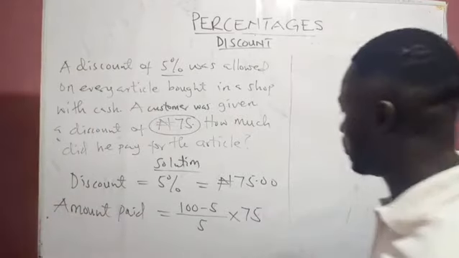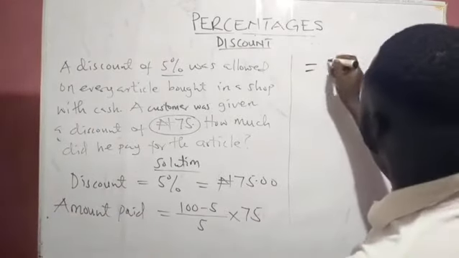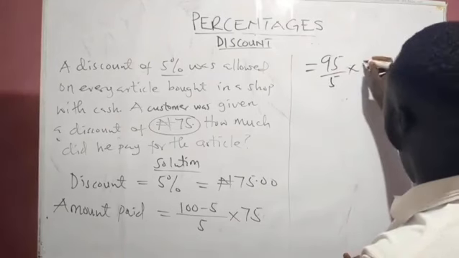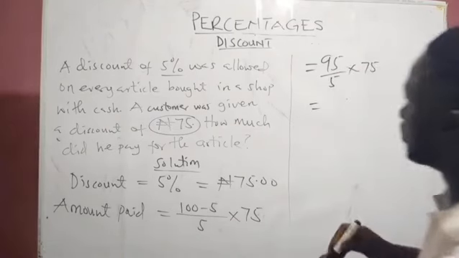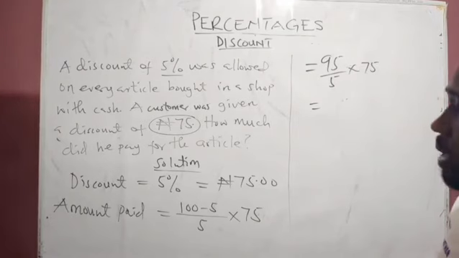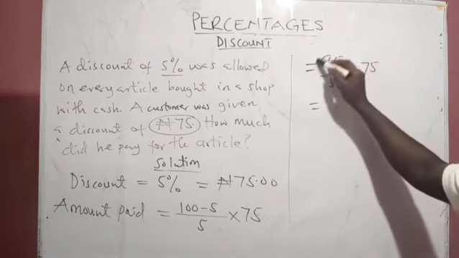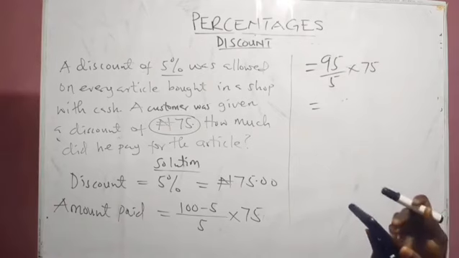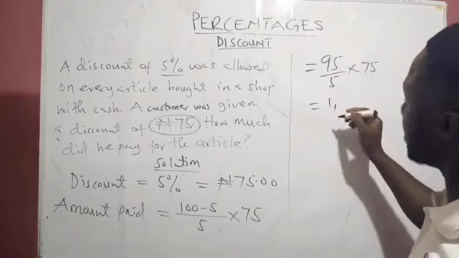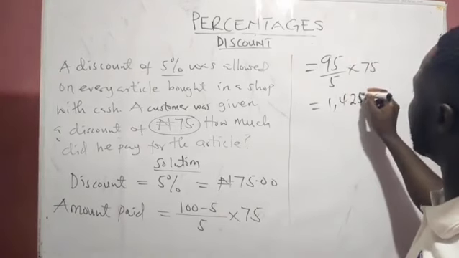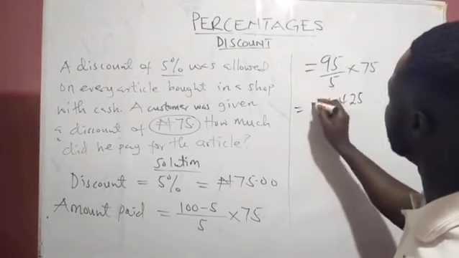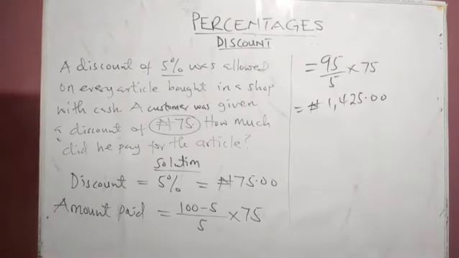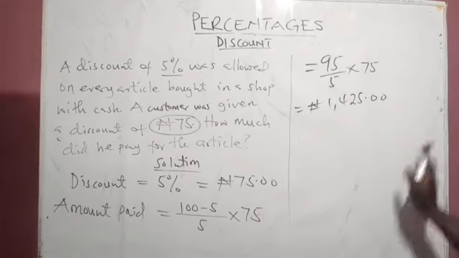So what are we going to get here? We are going to have 95 divided by 5 and multiply by 75, so that we will know how much he paid for the article. The amount he paid is 95, which we don't know. 95 over 5 times 75. That will give us 1,425 naira. So I think this looks so simple.